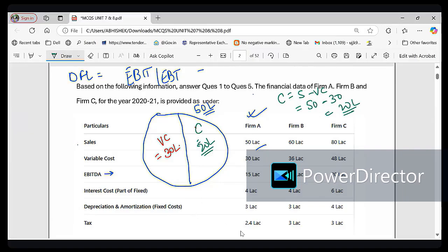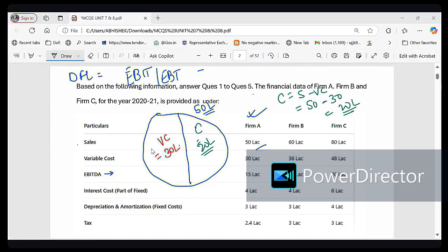Now let me ask you a question. Suppose the company increases its variable cost, will contribution go up or go down? Please answer. Just waiting for your response. Suppose variable cost increases, instead of 30 lakh it becomes 40 lakh. What will happen to the contribution? Will it go up or will it go down?